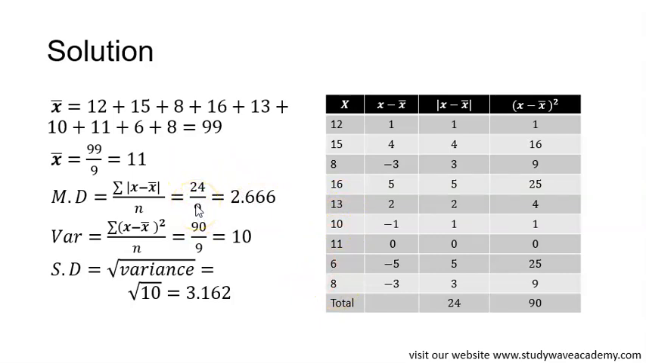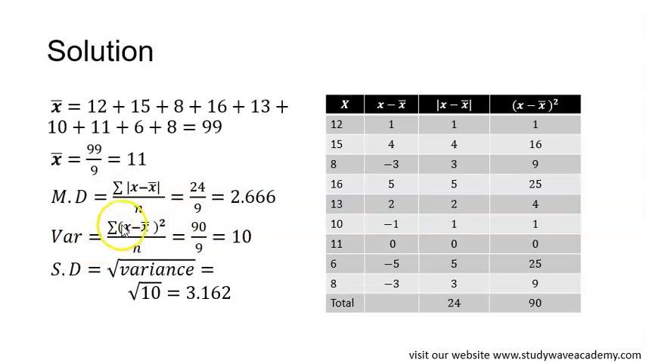When you use your calculator to divide 24 by 9, or you use the long division method, you're going to have 2.666. See, the 6 continues, so you can just stop with 3 digits after the decimal point, or 2, whichever you prefer, okay? So the mean deviation of these data points is 2.666. So now we have gotten the mean deviation. We are going to be looking at the variance.